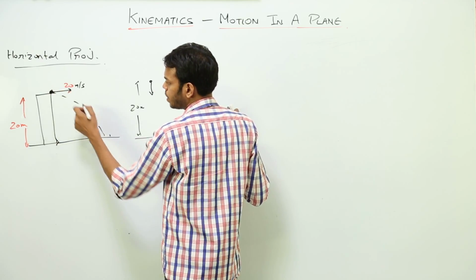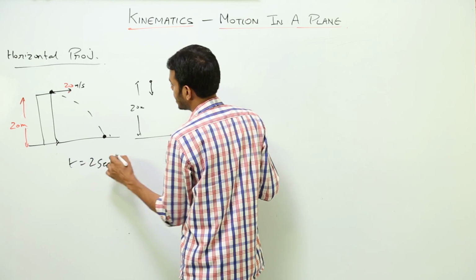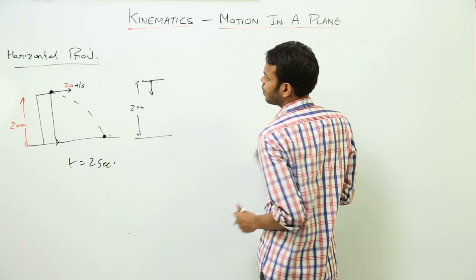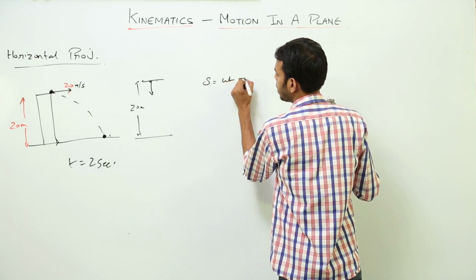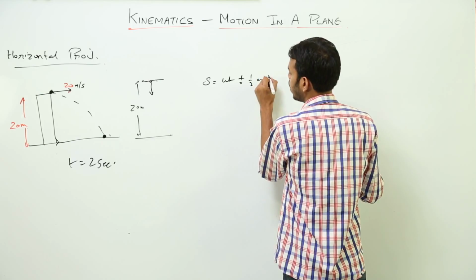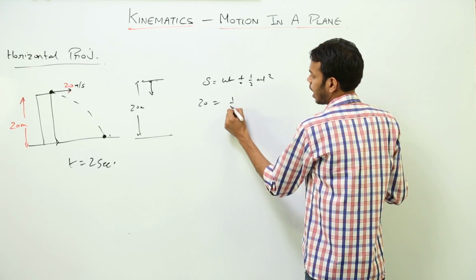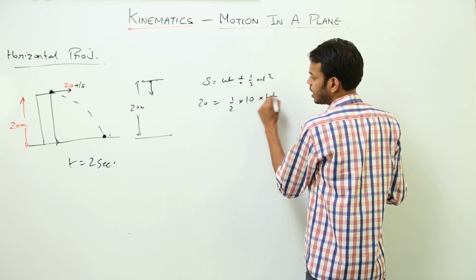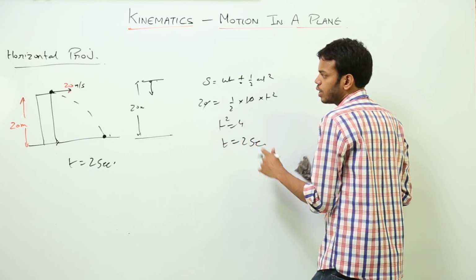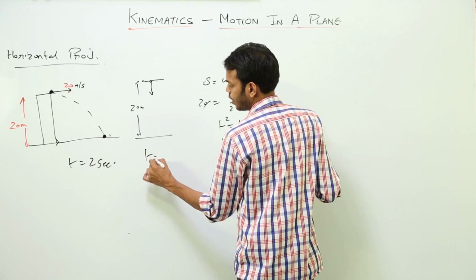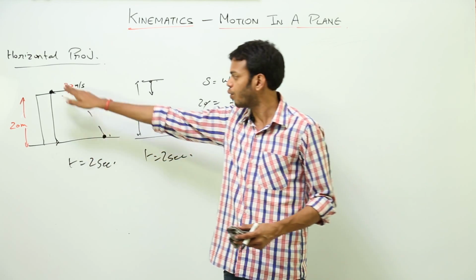So time which this object takes to reach this point is 2 seconds. Let's find out the time taken by this object which has been dropped from 20 meters vertically downwards. So again S equals ut plus half at square. 20 is equal to initial velocity 0 because it has been dropped, half acceleration is 10 t square, 4 is equal to t square, t is equal to 2 seconds. So this object also takes 2 seconds to reach the ground, while this object also takes 2 seconds to reach this point, not vertically downwards.